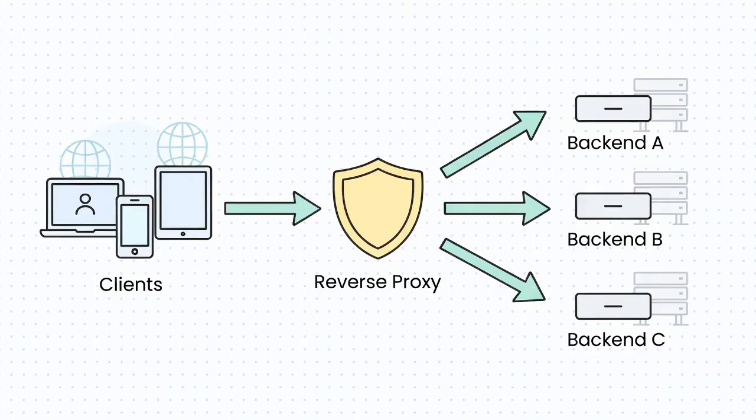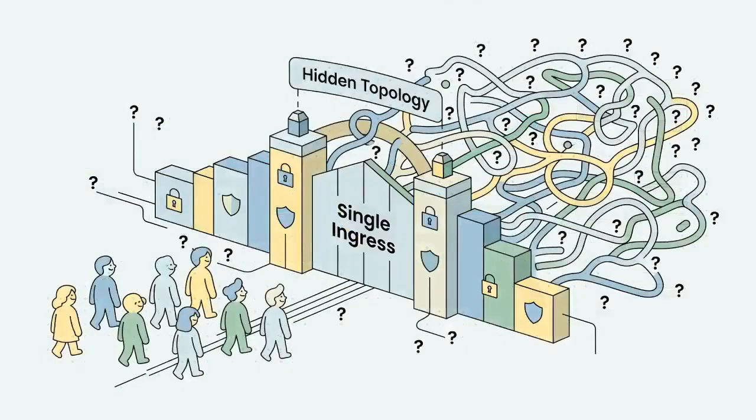The flow runs. Clients connect to the reverse proxy, and the reverse proxy fans the request out to backend A, backend B, or backend C. The reverse proxy sits in the middle for three powerful reasons. It gives you a single ingress point, so clients always hit the same address. It hides your internal topology, so attackers cannot enumerate your real servers. And it abstracts your infrastructure, so you can add, remove, or move backends without clients ever knowing.